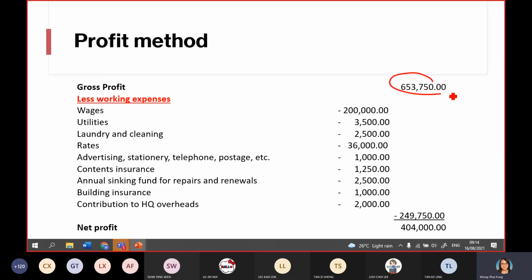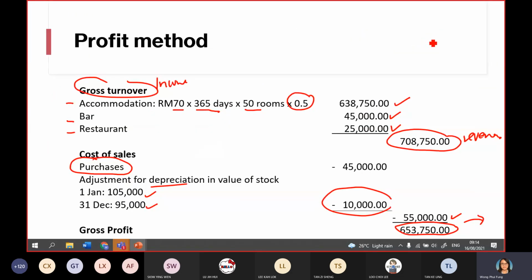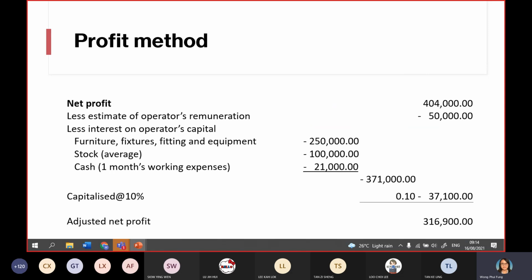So bring forward to the next slide already, you minus all the expenses that are available in the account, which means that here, everything here, you put it here, minus. So you minus all the cost of operating the business. This is the balance, 404,000. So you bring forward to the next slide.